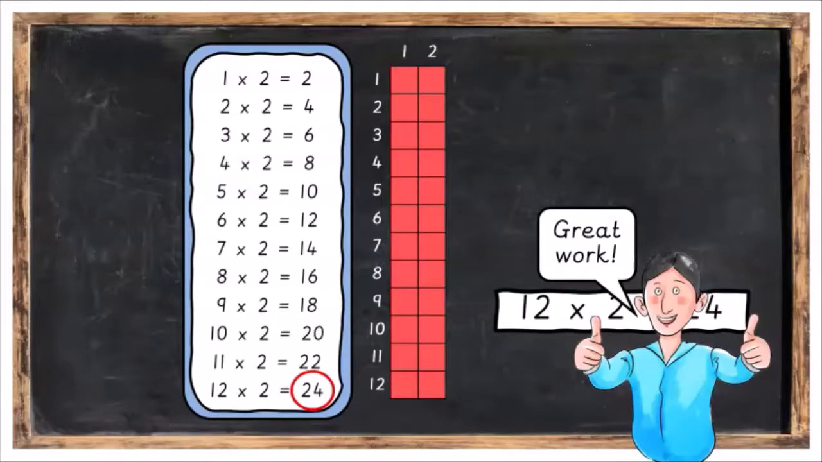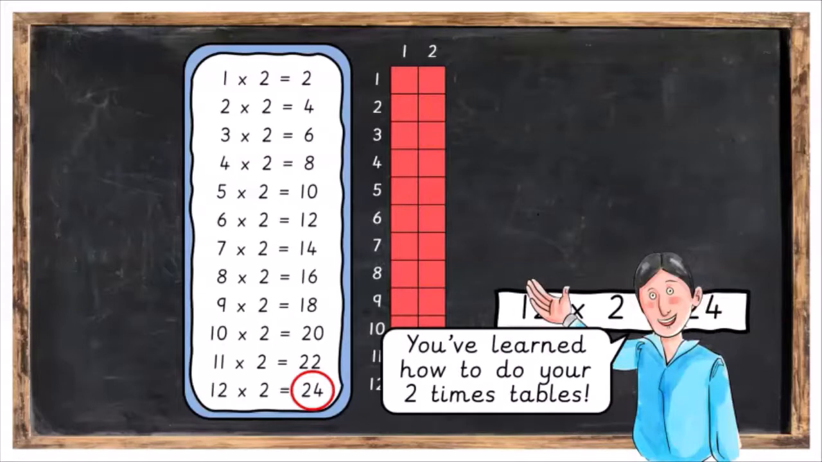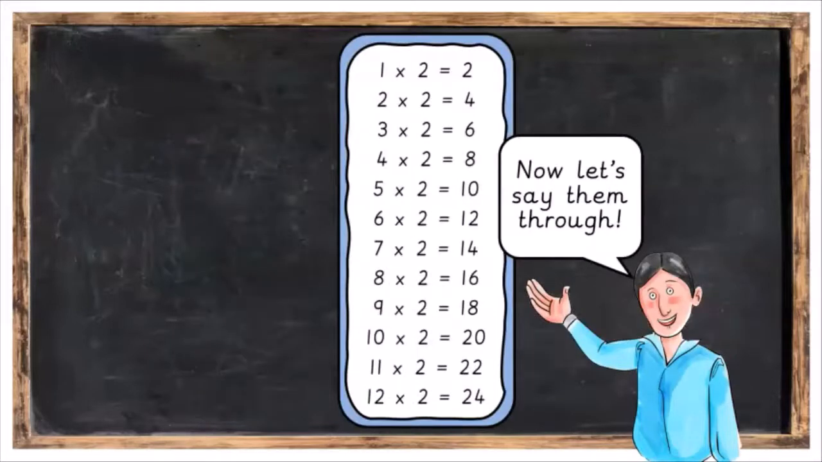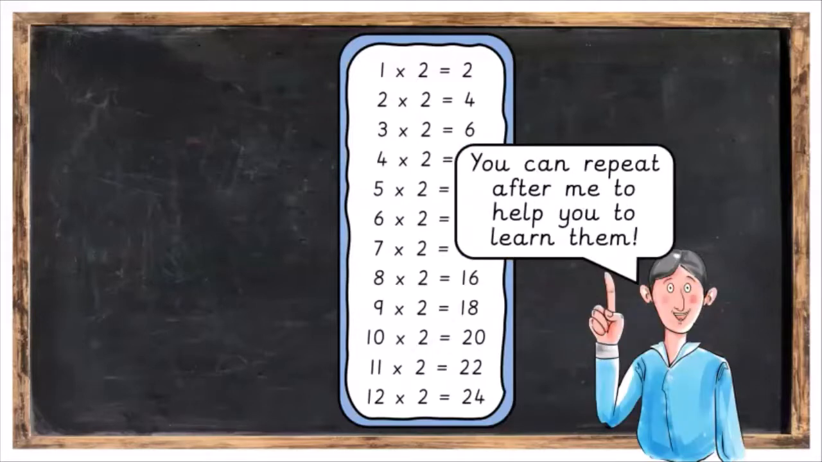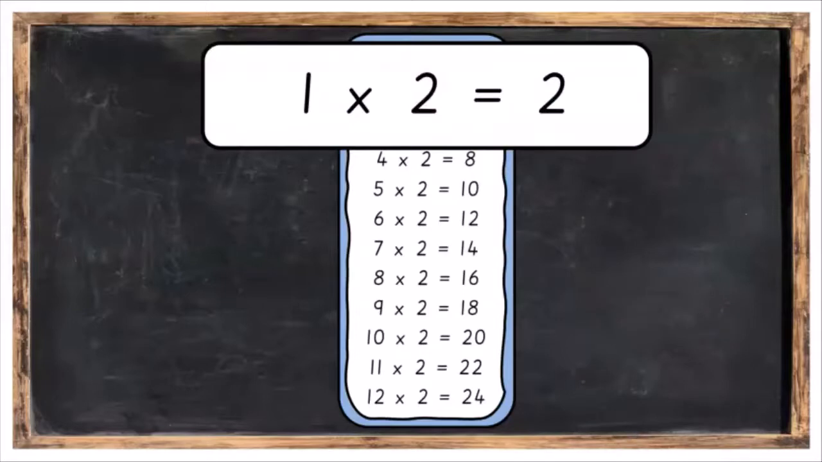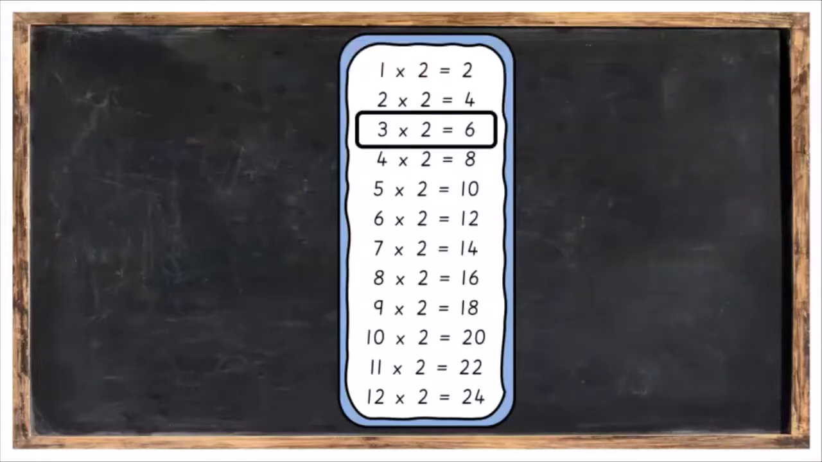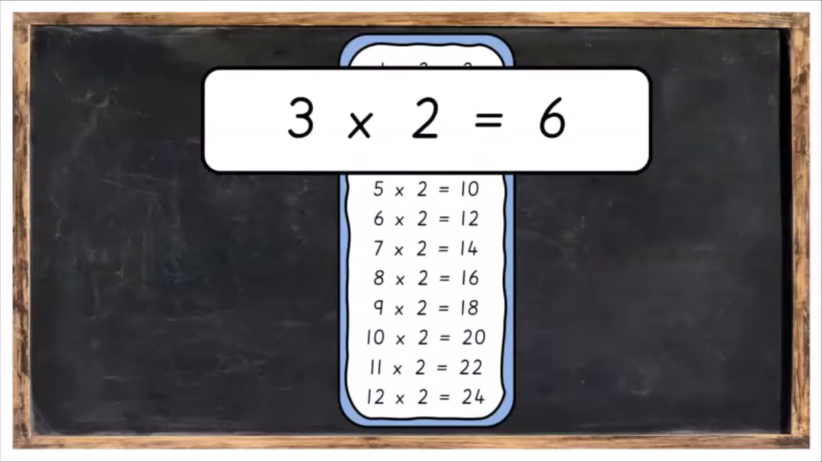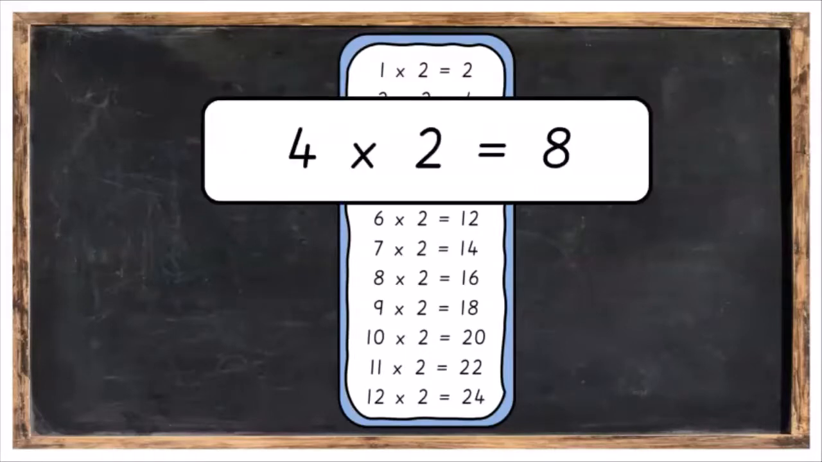Great work! You've learned how to do your 2 times tables. Now let's say them through. You can repeat after me to help you to learn them. 1 2 is 2. 2 2's are 4. 3 2's are 6. 4 2's are 8.